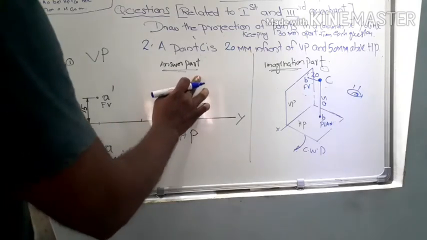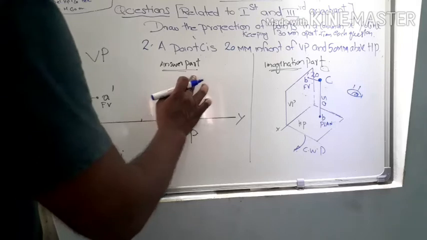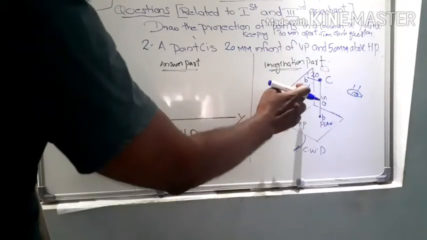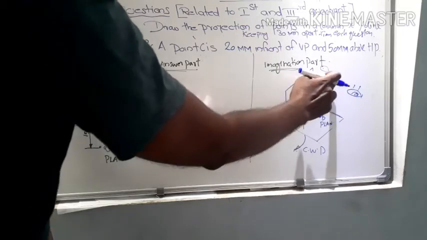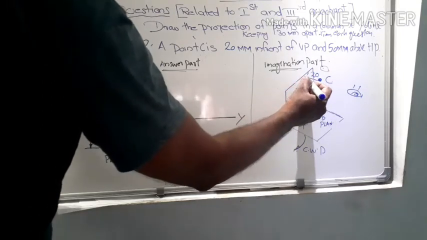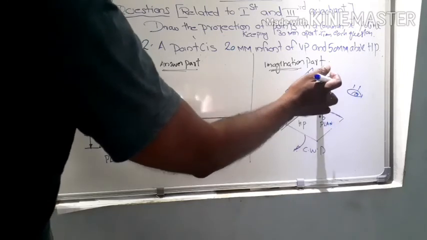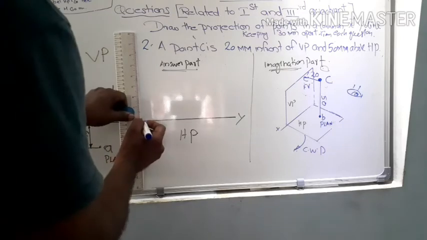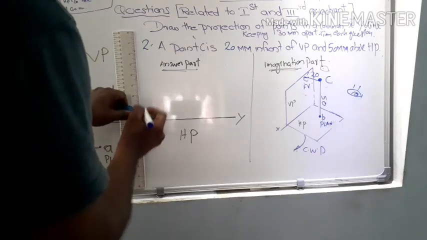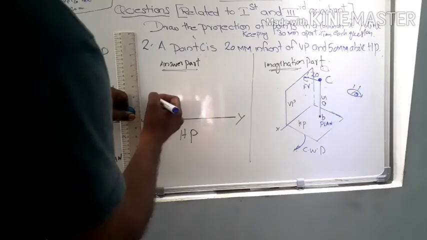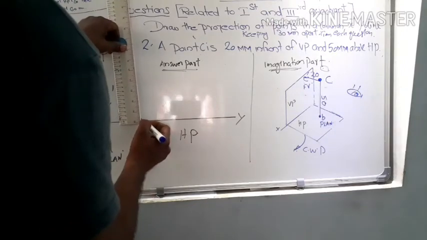Now what is the answering part? While we are answering, first we have to draw its front view on its corresponding plane. Our point is C, so it becomes C dash, keeping 50 mm distance from the XY line. Now put a point here above the XY line, keeping 50 mm distance.